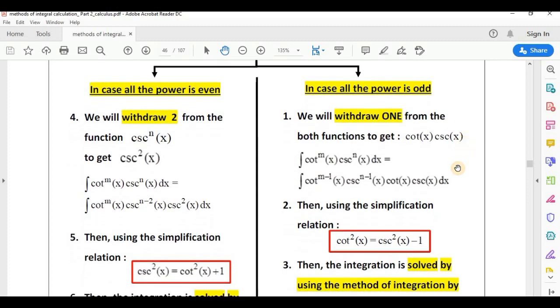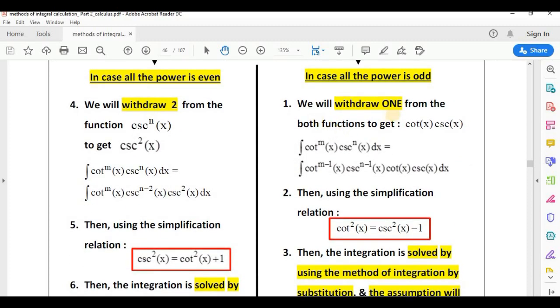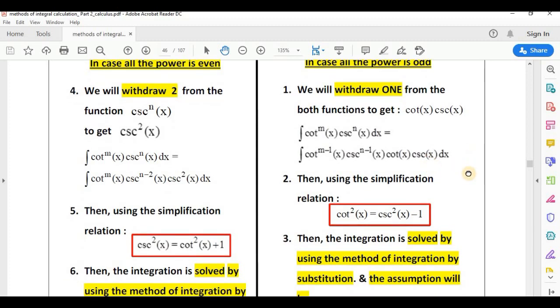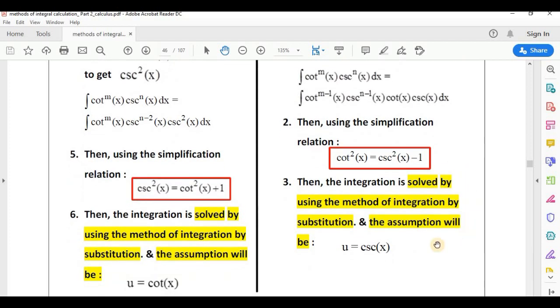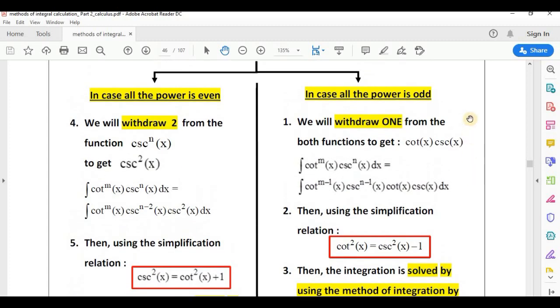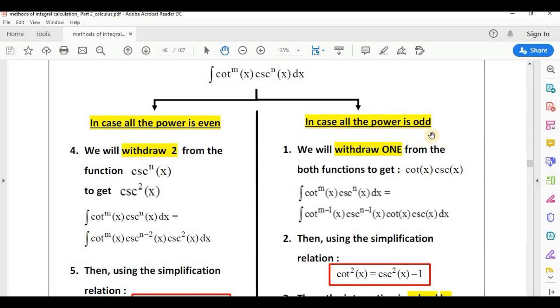The first case, when we have all the powers odd, what will we do? We withdraw one from both functions to get cotan multiply cosec. This is the first step. The second step, using the simplification relationship, cotan square equals cosec square minus 1. We will use this simplification formula. And the last step, we will solve this integral by using the substitution method, and the assumption will be u equal cosec. This is for the first case, in case all the powers are odd.